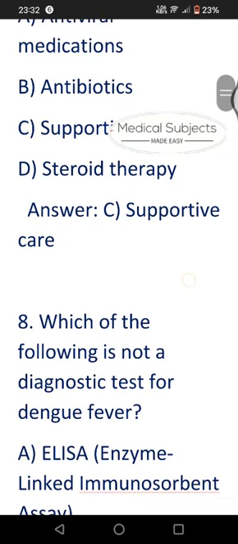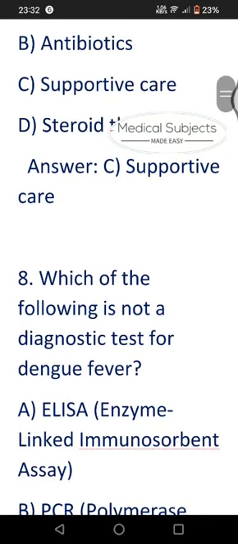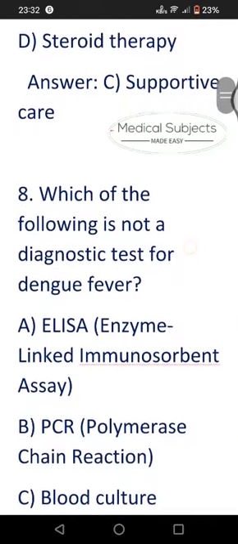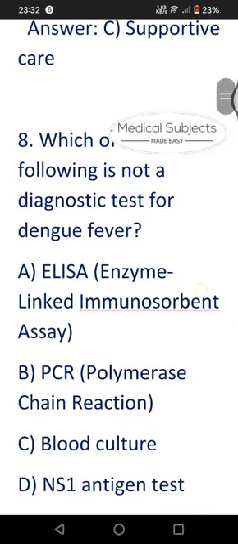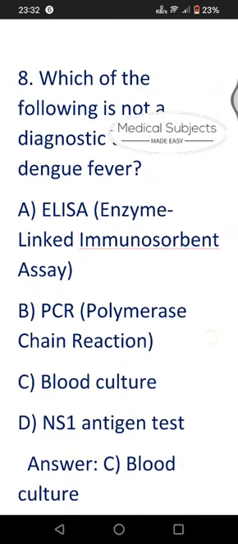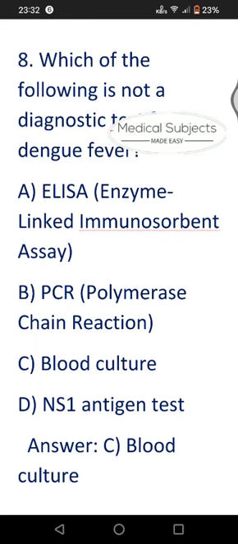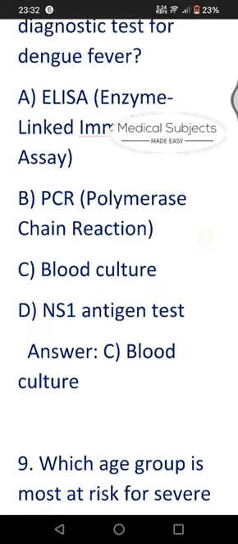Which of the following is not a diagnostic test of dengue fever? A, ELISA, enzyme linked immunosorbent assay, B, PCR, polymerase chain reaction, C, blood culture, and D, NS1 antigen test. Guess the answer. The answer is very easy. It is just the blood culture. The blood culture is not used in dengue fever. ELISA can be used, PCR can be used, NS1 antigen can be used. You can use even antibodies tests also. Dengue antibodies can be checked.